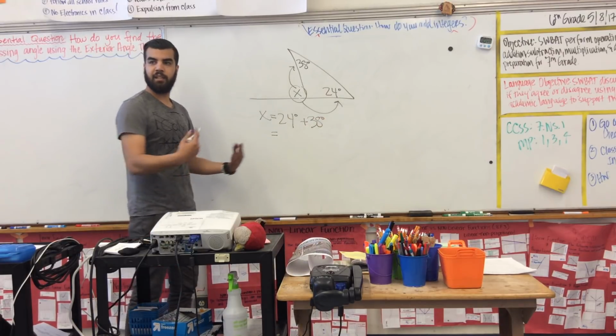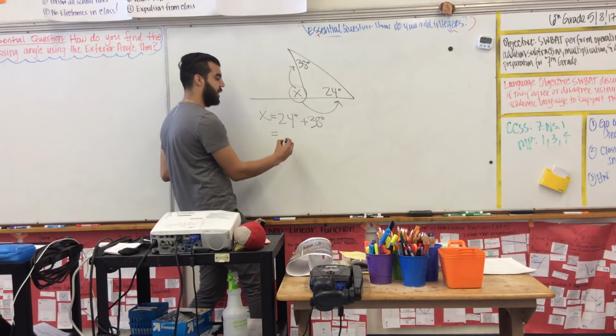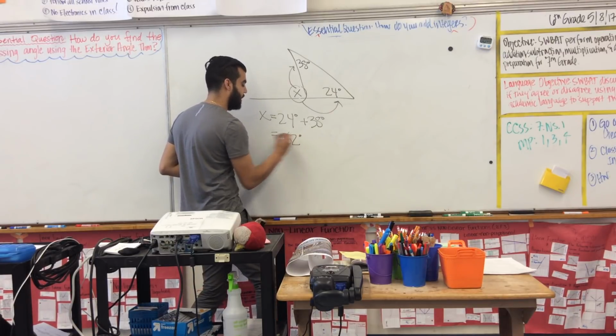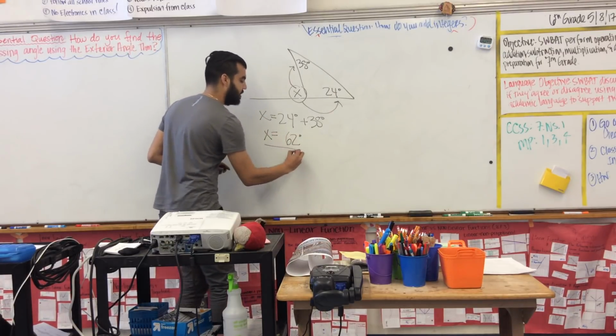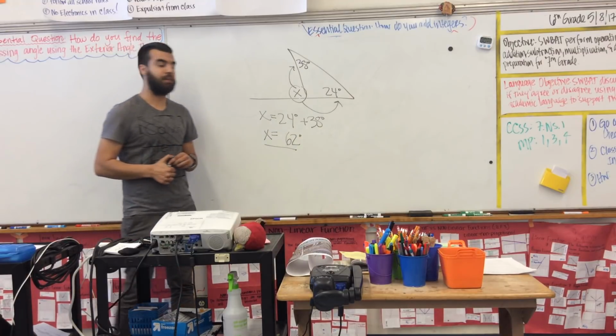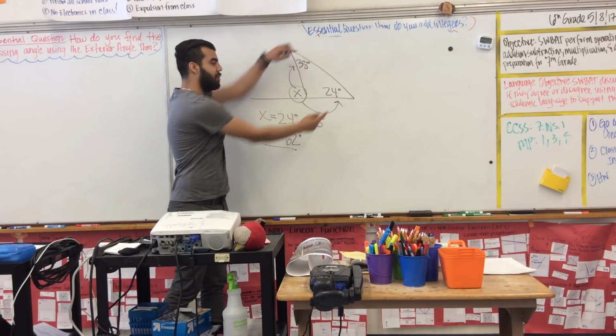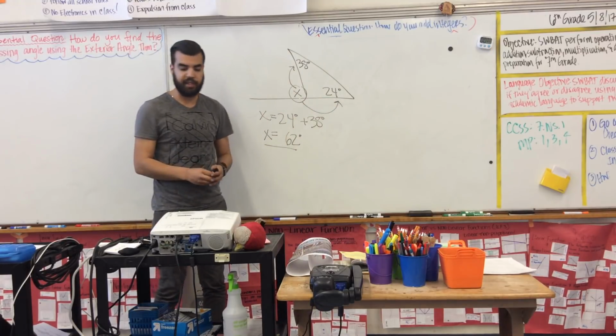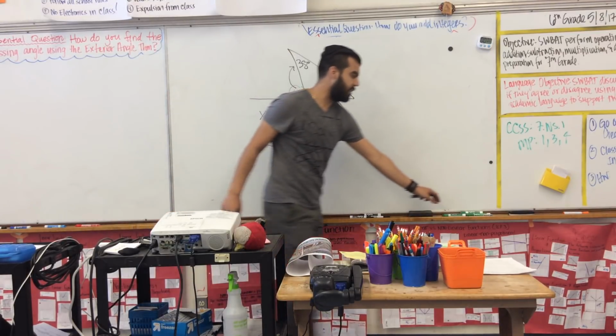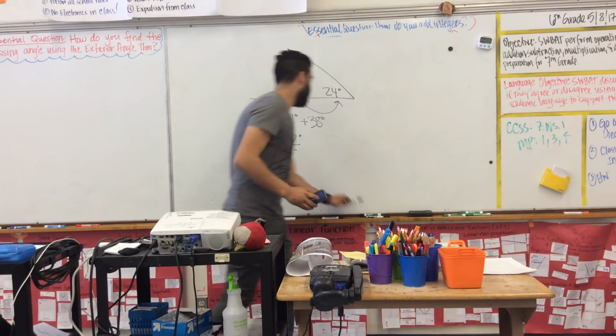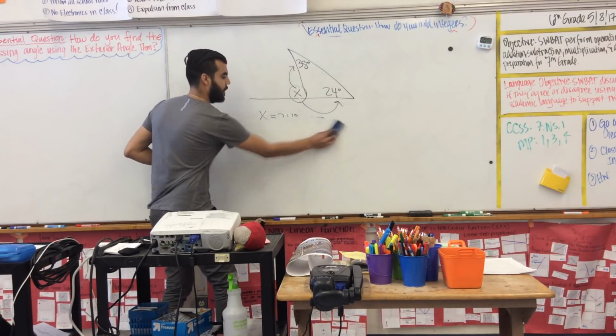24 plus 38. Go ahead and use your calculator. You should get 62 degrees. So x equals 62 degrees for this problem. Remember, all you have to do is add these two angles to find x, or your exterior angle. So that's the second example. Let's go ahead and try another one.